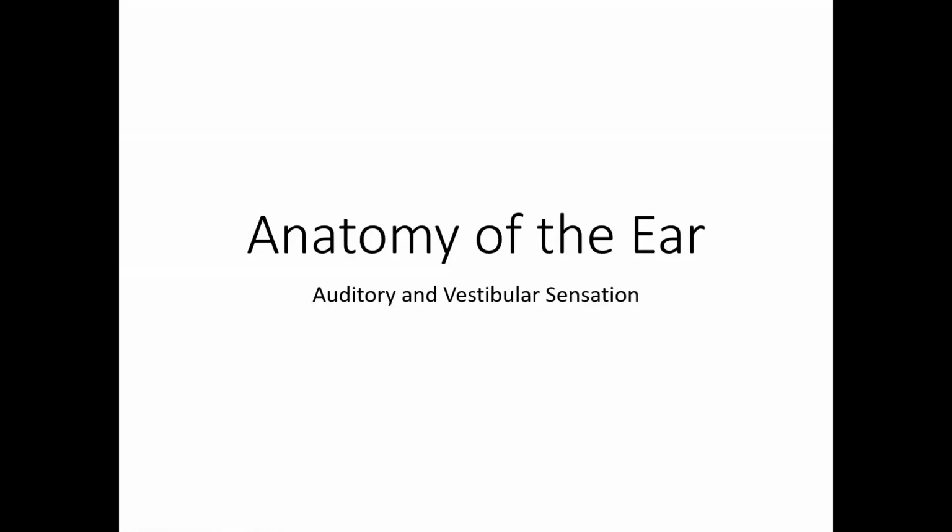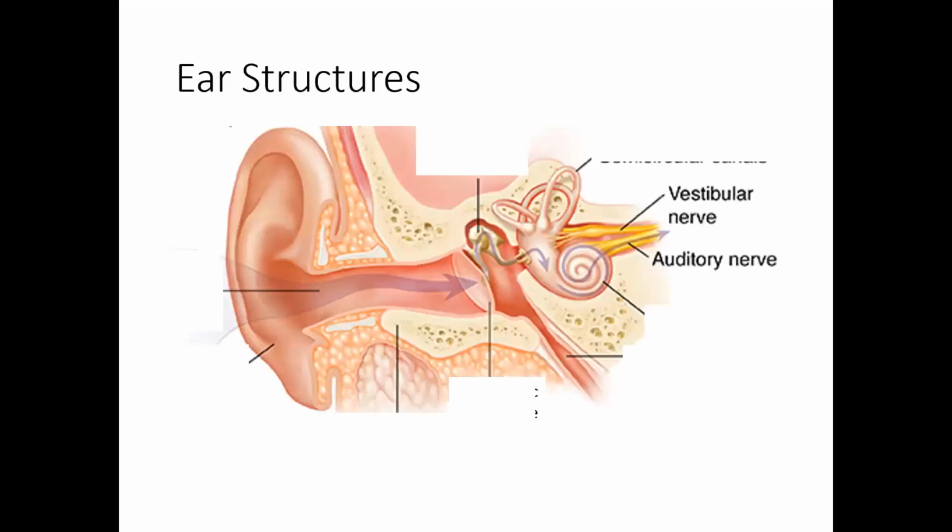We're going to continue looking at our ability to sense things, and we're going to look at the anatomy of the ear, which will give us our sense of hearing, auditory sensation, as well as our sense of motion in space, vestibular sensation. So we'll start with looking at the anatomy of the ear itself and ear structures. Notice we have the two branches of cranial nerve 8 coming away from the structures here.